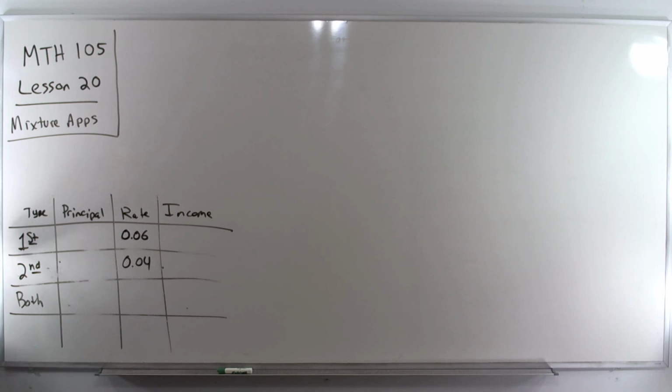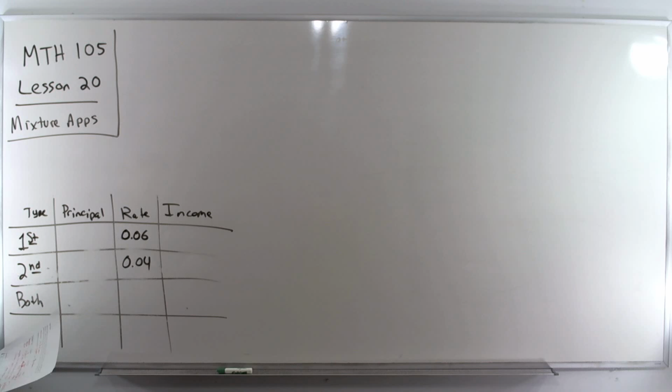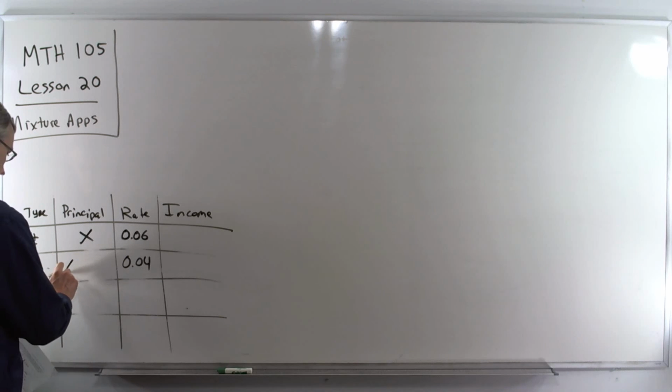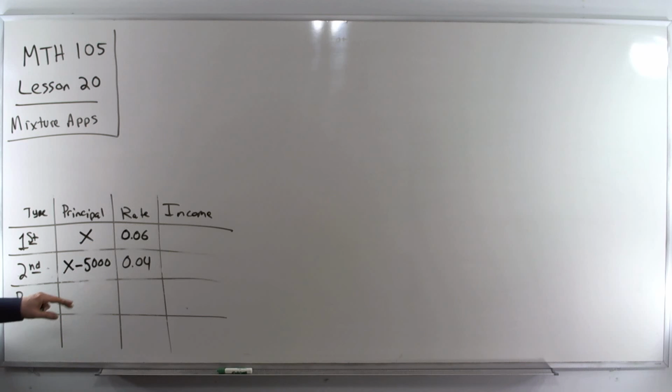So we're not told what the investments are, so just first account, second account. And the first one pays 6%, so that's 0.06. The second one pays 4%, 0.04. Now we don't know how much is invested in the first account, so I'm just going to call that a variable X. And the second account, we don't know how much that is, but we do know that it's $5,000 less than we put in the first account. So less than means subtraction. So we'll take whatever we put in the first account and subtract 5,000.